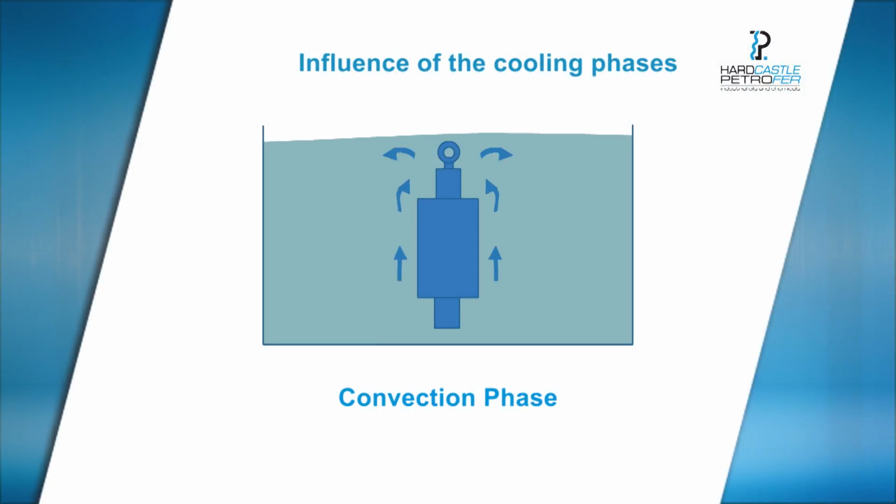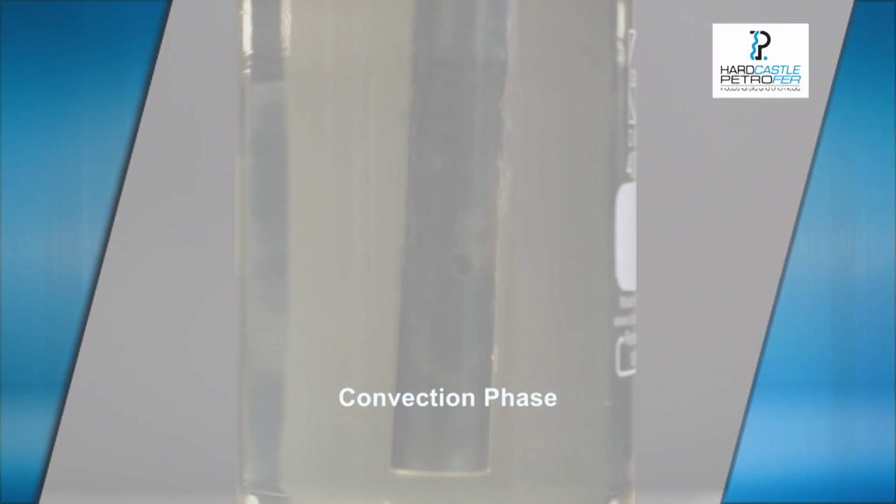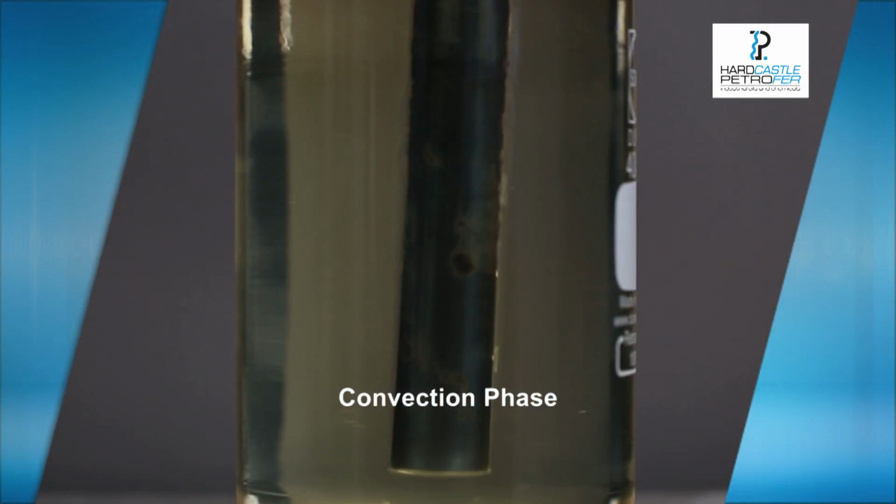In the last phase of cooling, heat is conducted away only by convection. Consequently, cooling in this phase can be significantly affected by circulation of the quenchant. A high degree of cooling in the convection phase will result in deeper hardening of the component.